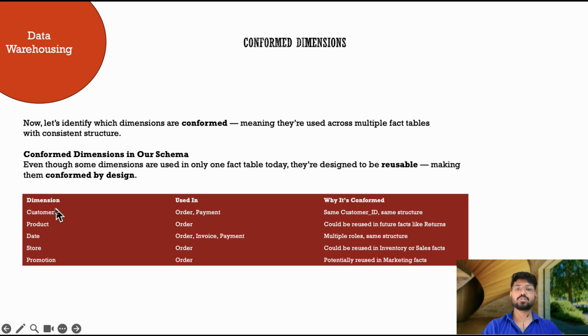Product ID is going to be similar across all our fact tables. It is going to be our conformed dimension. Similarly date, similarly store, similarly promotion. So if the dimension has the same structure and the same meaning across all the fact tables, it can be considered a conformed dimension.